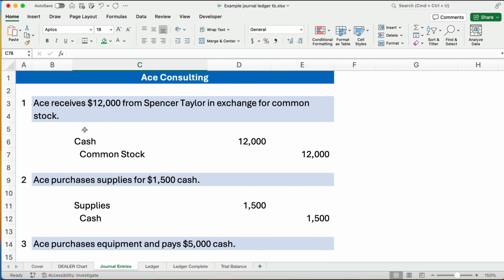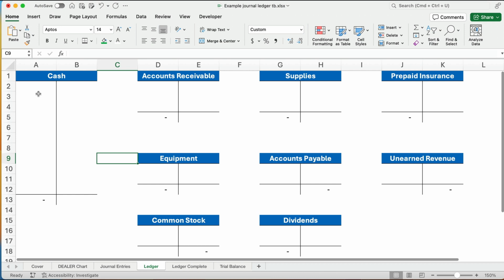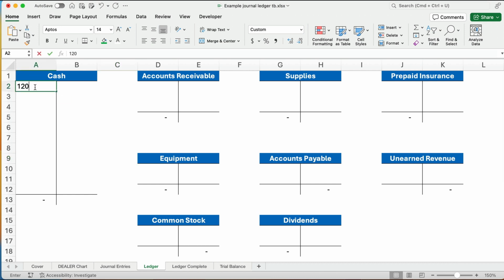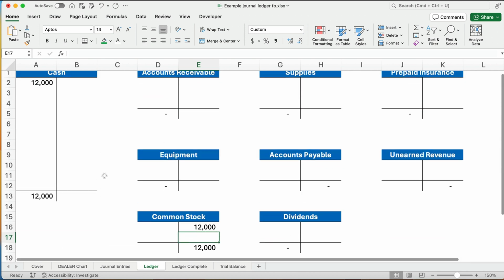So ACE had the first transaction, cash and common stock. So we're going to debit cash and credit common stock for $12,000. So debit cash for $12,000 and credit common stock for $12,000. Now I've set it up where I've auto-calculated the balance in each account. That's what we're trying to do. Let me do a couple more and you'll see how this works.